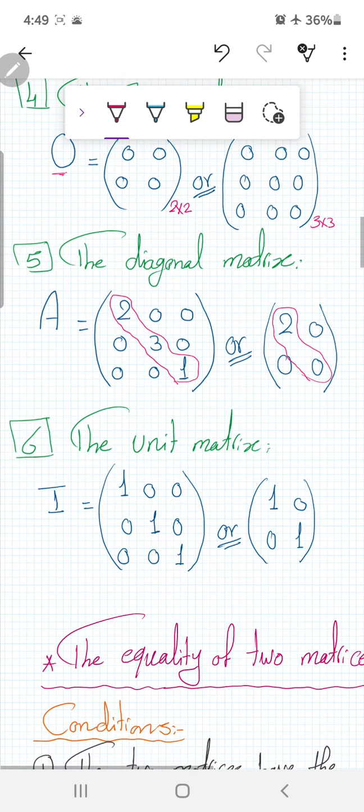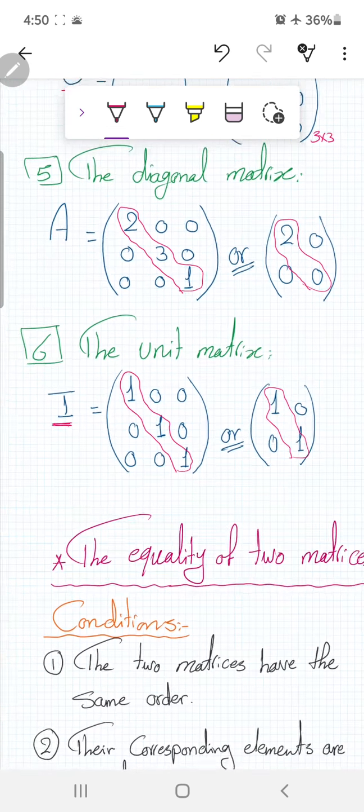Okay, finally, the unit matrix, and we denote it by I, or the identity matrix. Here the elements of the main diagonal are the number 1. Like here we have the main diagonal, here is 1 and here is 1.